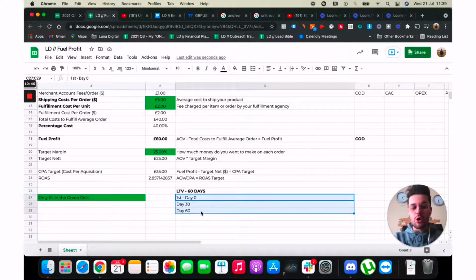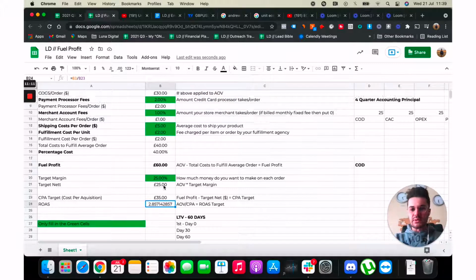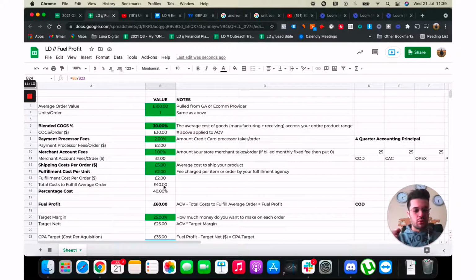Because once we own their data from an email, an SMS, and a push point of view, we've got free marketing that we can essentially do, which would then help us from a cash flow perspective, which would help us increase the CPA as well, because hitting a 2.8x ROAS at a very high spend level with a low AOV is going to be difficult. So you've got a lot of these levers in your business, which are going to be push and pull, give and take, depending upon how your business works.